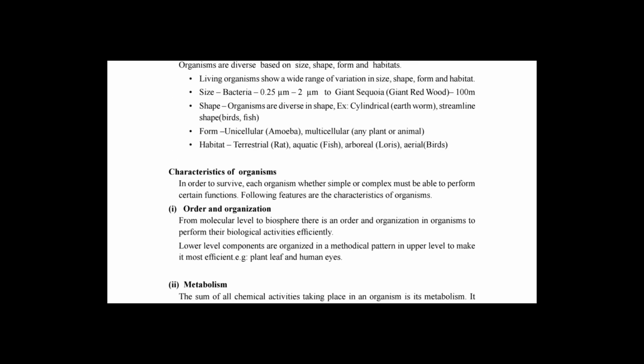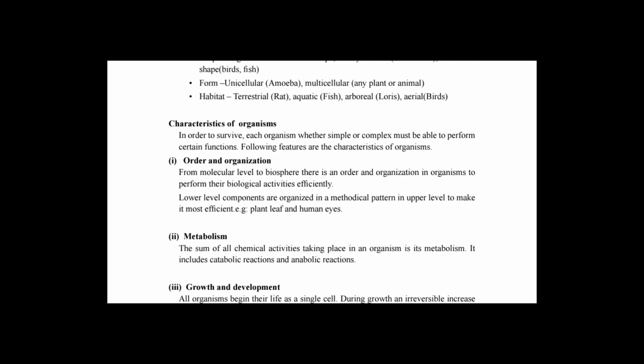Okay, so characteristics of organisms. In order to survive, each organism, whether simple or complex, must be able to perform certain functions. Okay, you clearly understand that, no? So the following features are the characteristics of organisms. Okay, so for us to distinguish a thing, like if it is a living thing or non-living thing, we can see some properties, right? We can see some characteristics.